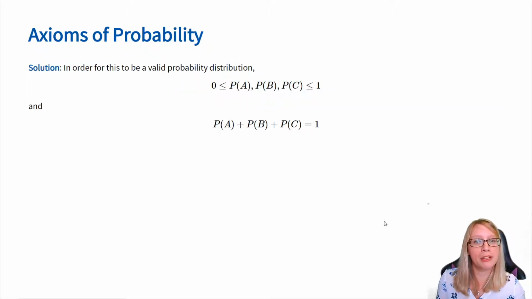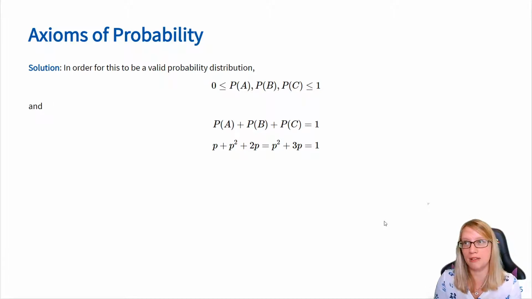Well, those axioms of probability do bound us a little bit. P has to be between 0 and 1 because P represents the probability of event A itself, so we have that first bound. Second, we're assuming that A, B, and C are mutually exclusive, and cannot happen at the same time. So if we add up their probabilities, we must get 1 because they complete the sample space. Now using a little bit of algebra, we'll take P for event A plus P squared for event B plus 2P for event C. Add those together, combine like terms, and we get the following quadratic equation: P squared plus 3P is equal to 1.